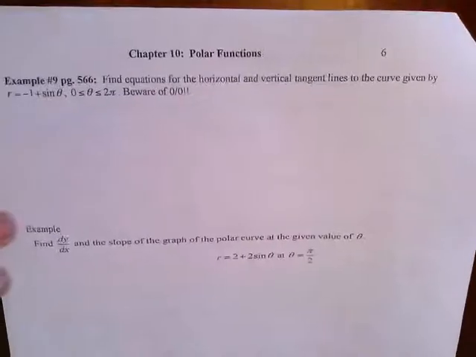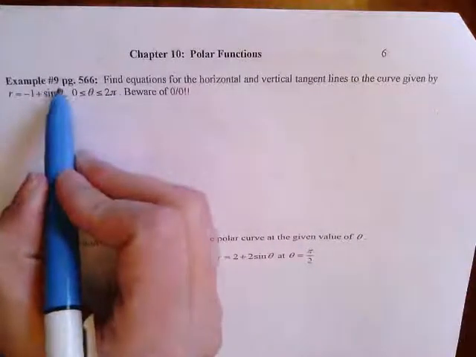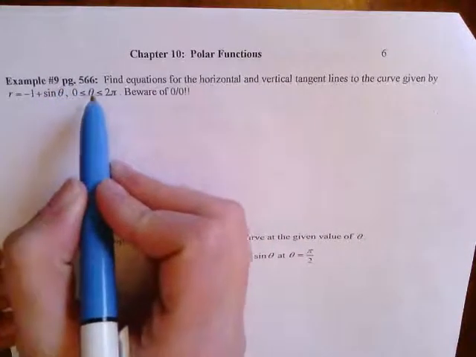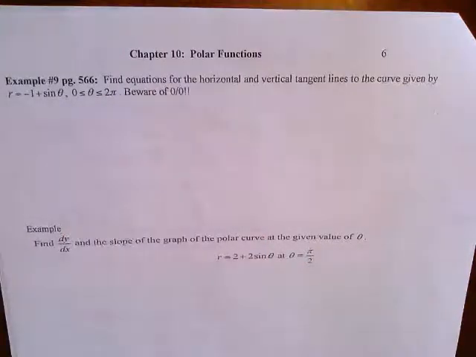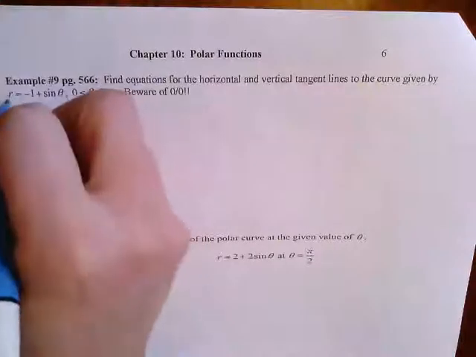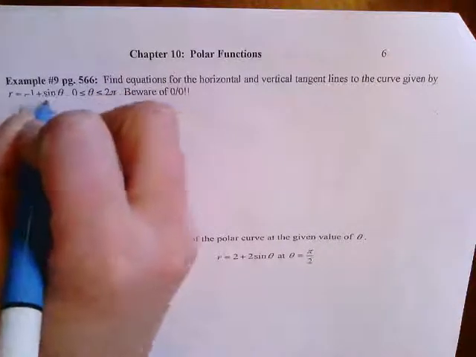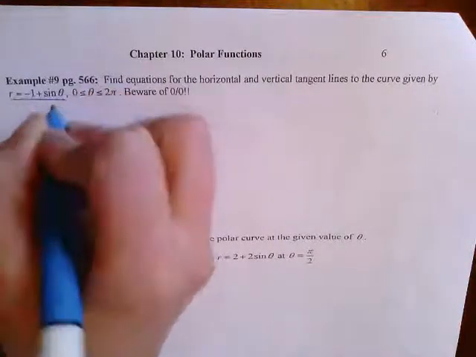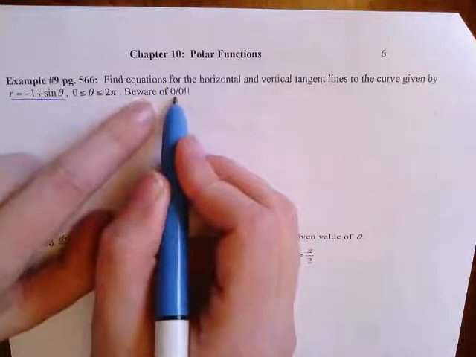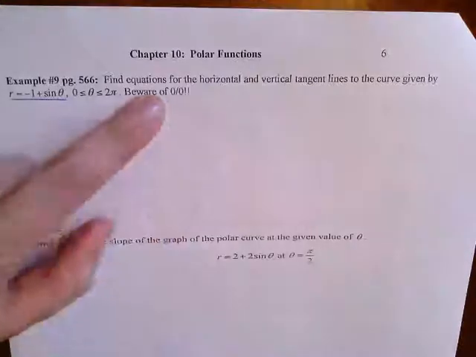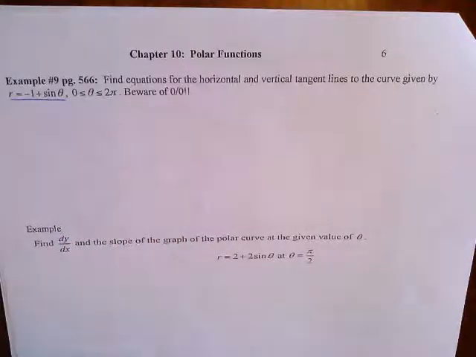All right, so the first example is number 9 from page 566. Find equations for the horizontal and vertical tangent lines, so the curve given by r equals -1 plus sine of theta from 0 to 2 pi. Make sure that you're always aware that it cannot be 0 over 0.